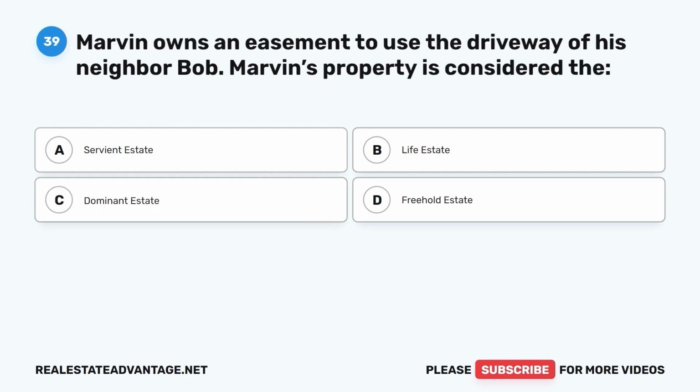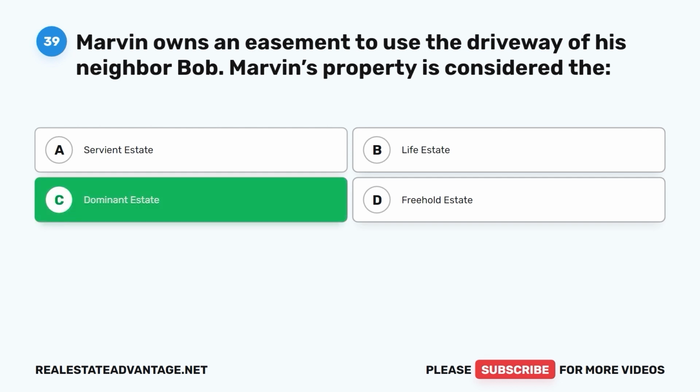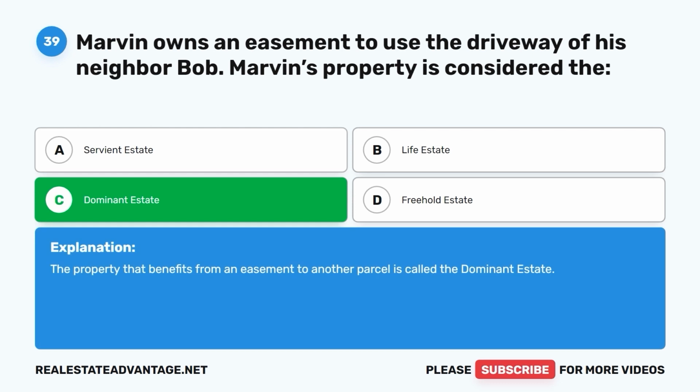Question 39. Marvin owns an easement to use the driveway of his neighbor Bob. Marvin's property is considered the: A. Servient estate, B. Life estate, C. Dominant estate, D. Freehold estate. The correct answer is C, dominant estate. The property that benefits from an easement to another parcel is called the dominant estate.